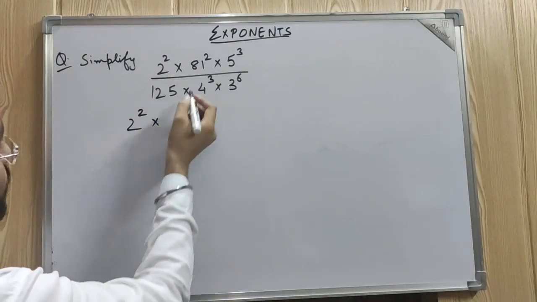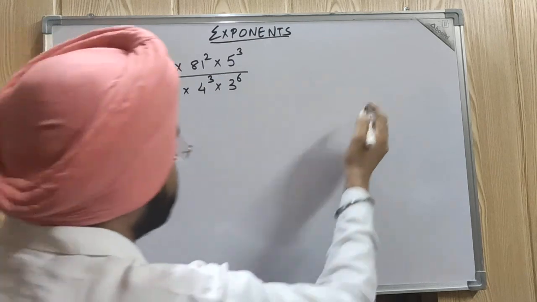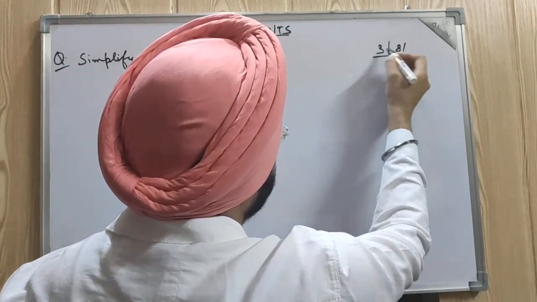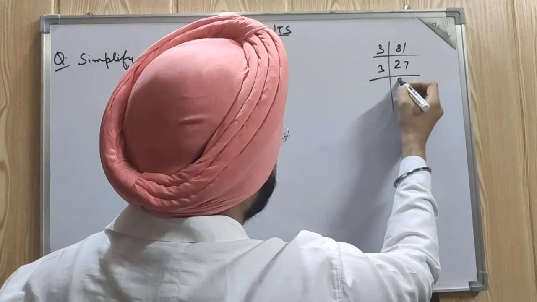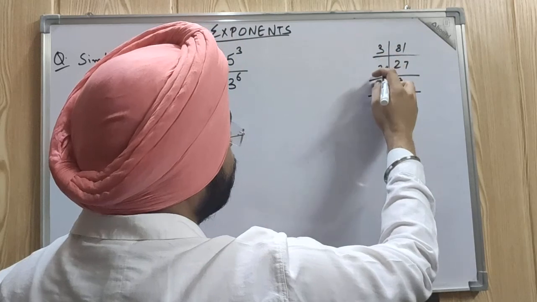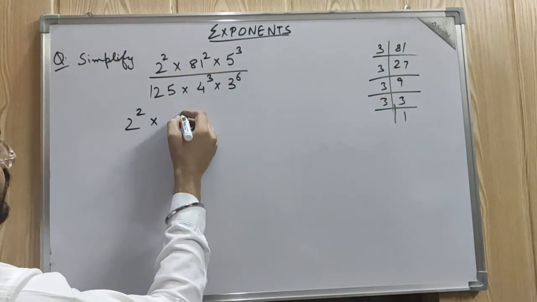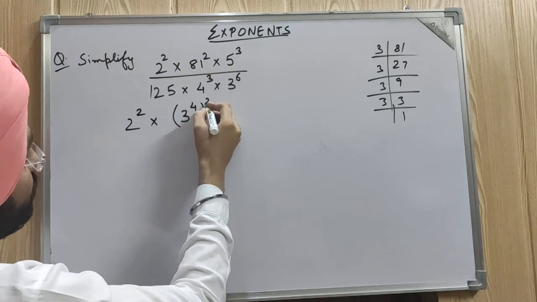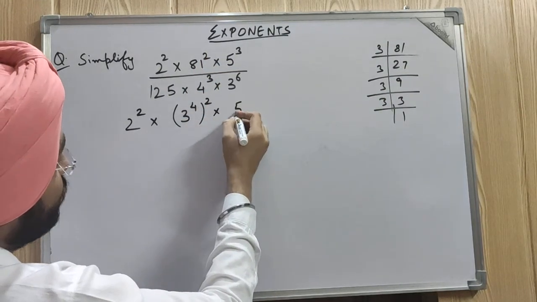So I will be writing 2 squared as 2 squared only. How can I write 81? Do the prime factorization of 81. So what I can write: 3, 27, 3, 9, 3, 3 and 3, 1. That's 1, 2, 3, 4. So instead of 81, can't I write 3 raised to the power 4? And this squared is also there. 5 is a prime number only.